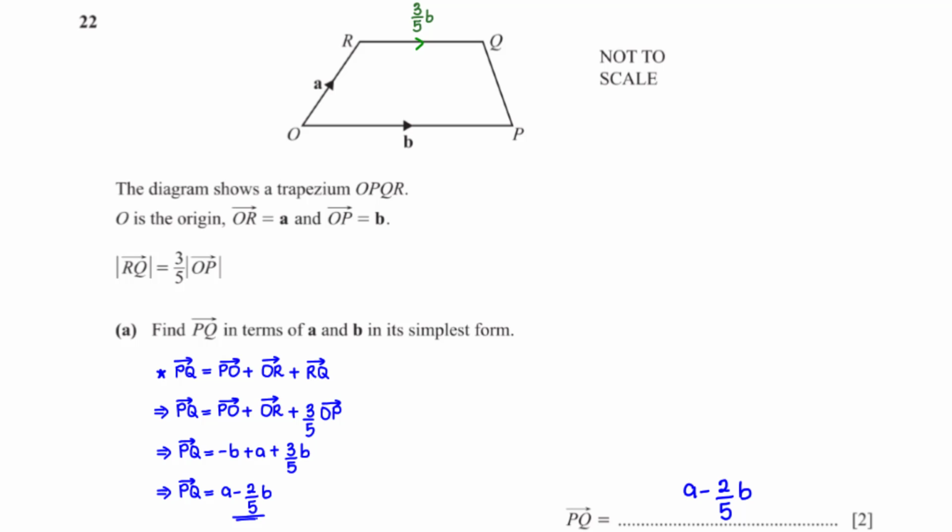O is the origin, OR is A, and OP is B. The magnitude of RQ equals 3/5 of the magnitude of OP. Find PQ in terms of A and B in its simplest form. PQ can be expressed as PO plus OR plus RQ. RQ is 3/5 of OP. PO is negative B. OR is A and OP is B. Negative B plus 3/5B is negative 2/5B. So we have A minus 2/5B.